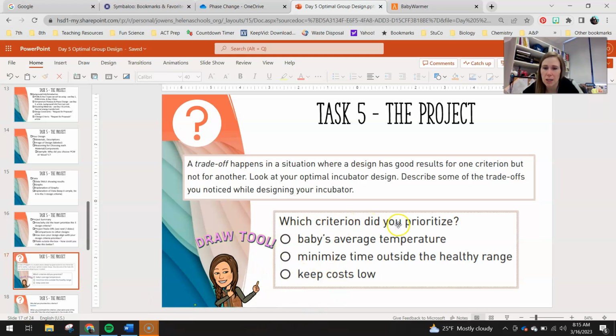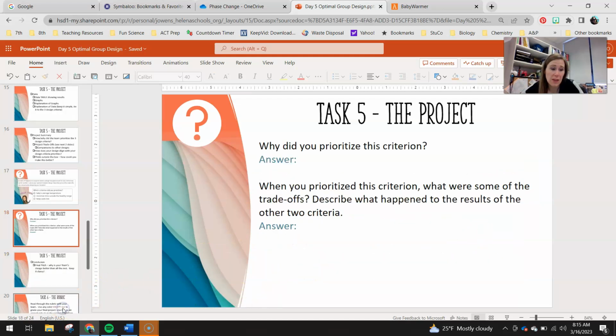So which criterion did you prioritize? Which one did you rank as the most important, your number 1? Go ahead and check that. And then answer these 2 questions. Why did you prioritize this criterion? Again, you have answered this before. Why is it the most important? Okay, when you prioritize this criterion, what were some of the trade-offs? Describe what happened to the results of the other 2 criteria.